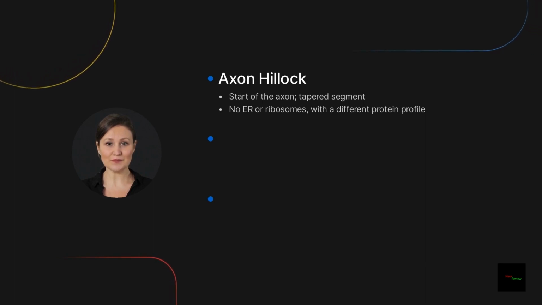The region where the soma of the neuron leads into the axon is called the axon hillock, which is characterized by a tapered segment. Starting here, as well as further down the axon, there is no rough endoplasmic reticulum or ribosomes. Additionally, the axon membrane has a different protein profile than the soma membrane. Let's examine these distinctions for a minute.